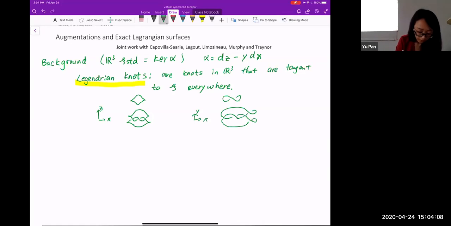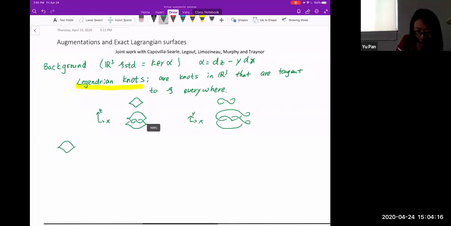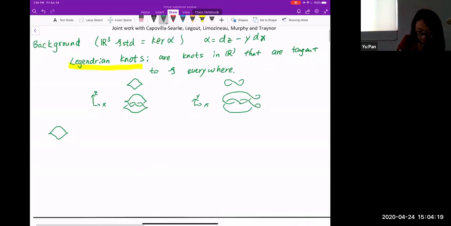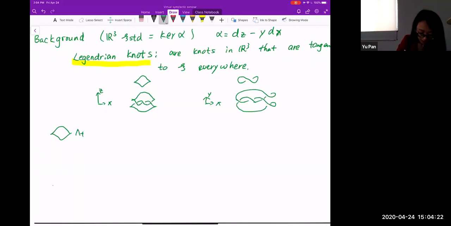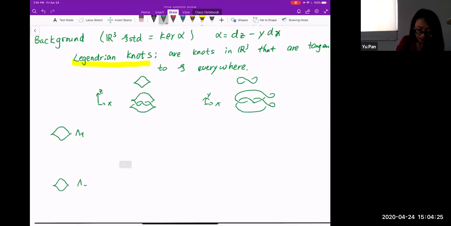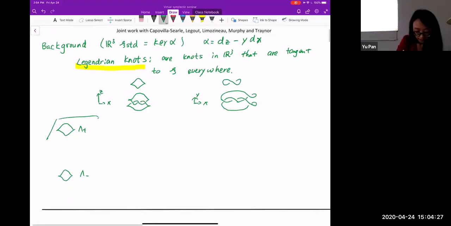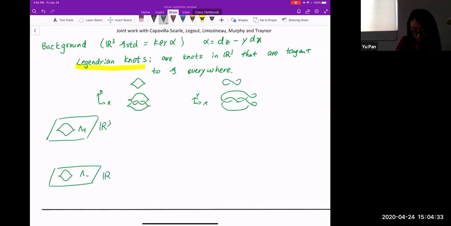All right, cool. So given two knots in R3, let's say I have two knots, lambda plus and lambda minus. Let's say they live in R3. Then we can consider some surface in R4 connecting them. But here we want the surface to be an exact Lagrangian cobordism.